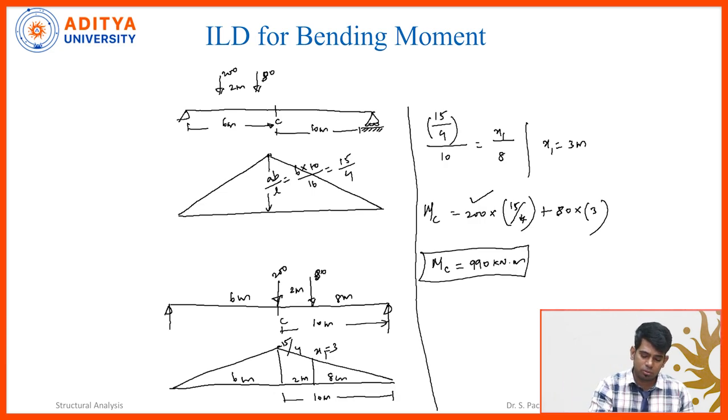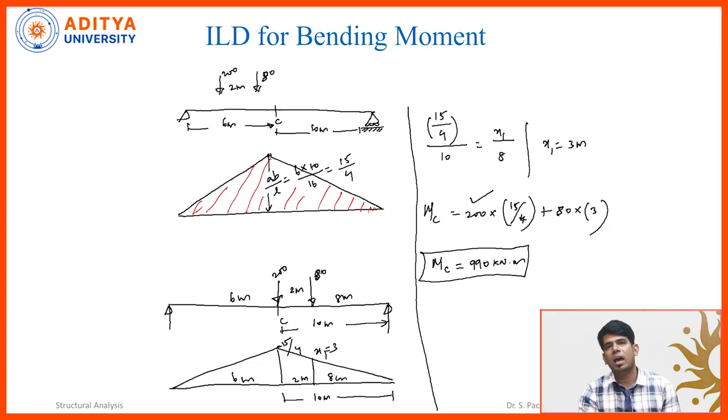Then what do I need to do? I need to draw the ILD diagram for the bending moment, which is this triangle. Okay, drawn. After that, I need to drop the ordinates, that I have done here. But where am I going to keep the load? That is a confusion, right?